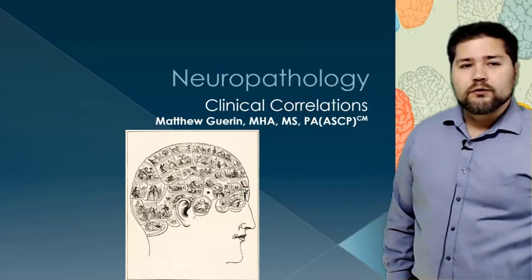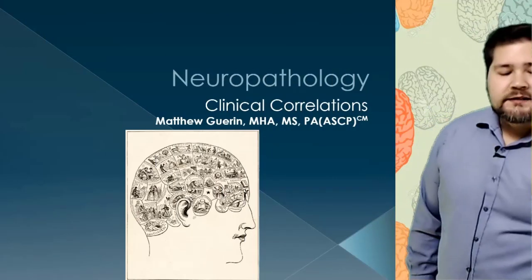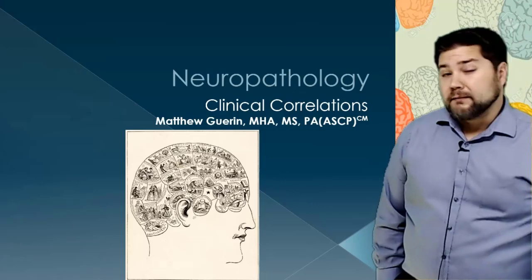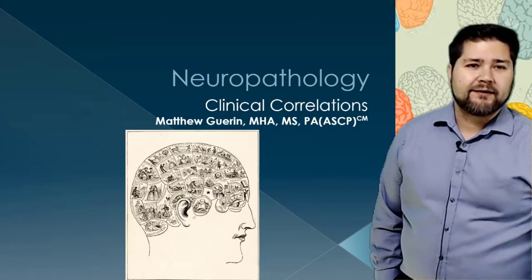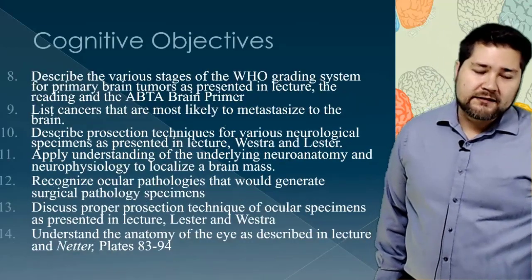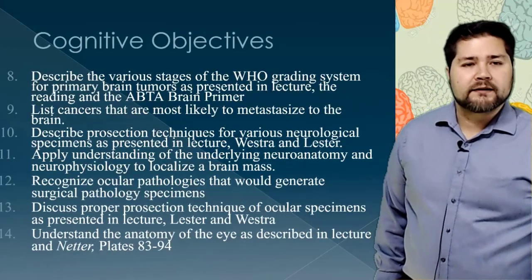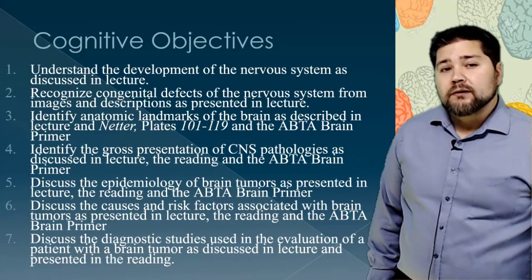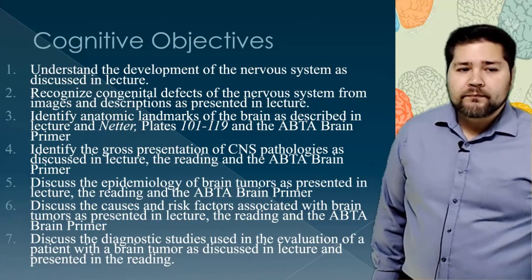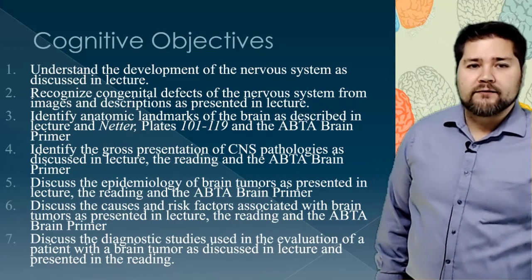Welcome to Clinical Correlations Neuropathology. This lecture will go over some of the basics for central nervous system specimens, including embryology, anatomy, and basic pathology in SurgPath. As you can see, we have 14 objectives for this lecture covering a wide range of topics. Your objectives are taken from Lester, Westra, and the ABTA Brain Primer that you'll find on D2L. So feel free to look these over and let me know if you have any questions.